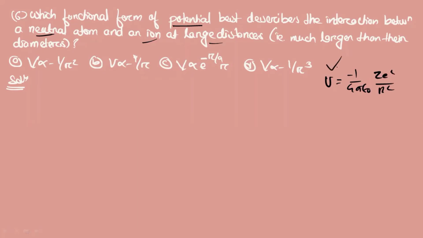Okay, you can denote U by V also. So you can see V is proportional to what? Minus 1 by r square, right? So the correct option is option A. So these questions are direct questions. You don't have to think so much about these questions. These are just theory-based questions.